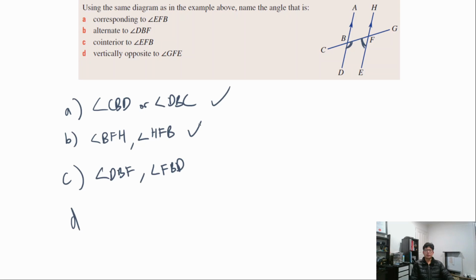Vertically opposite to angle GFE. That will be right here. Hoping you guys are pretty on top of finding and labeling your angles now. And vertically opposite, remember, is directly opposite to that diagonally. So that'll be right here. That's angle HFB or angle BFH. Give yourself a tick if you got those correct as well.